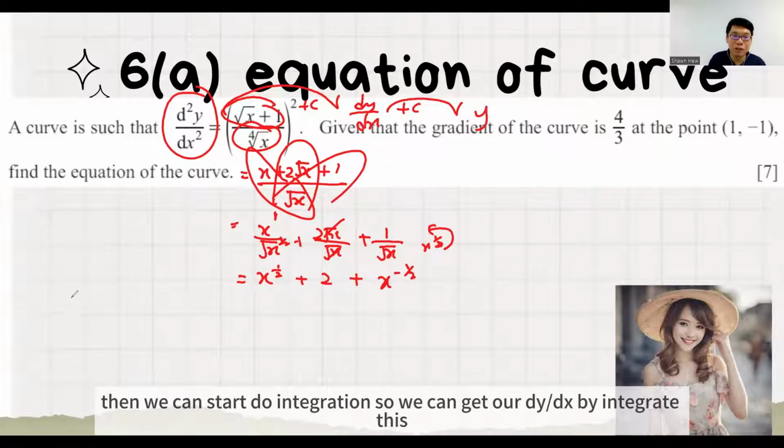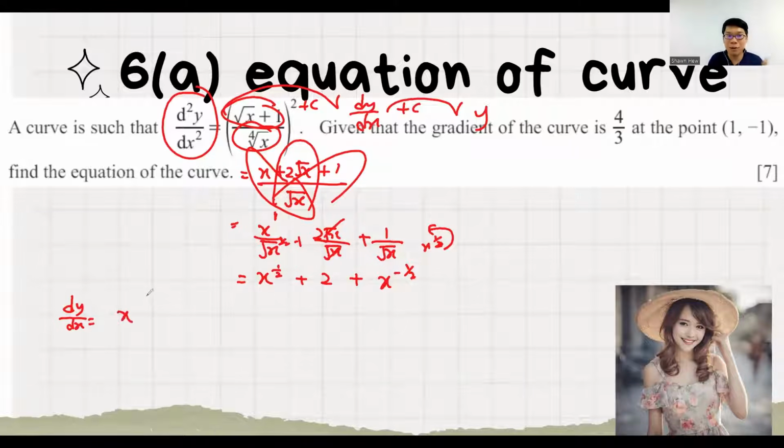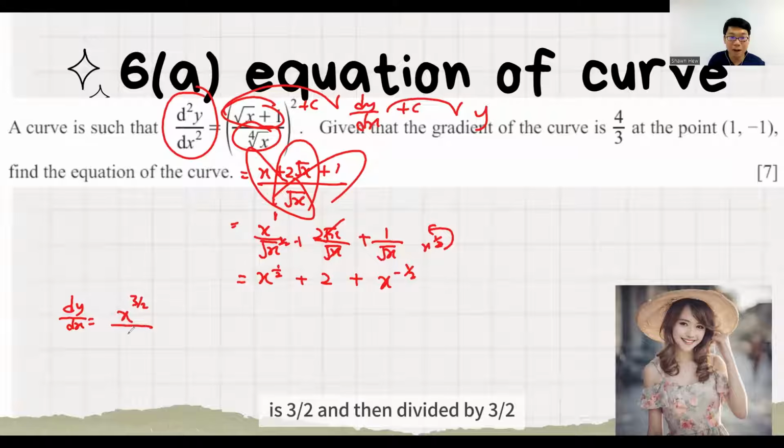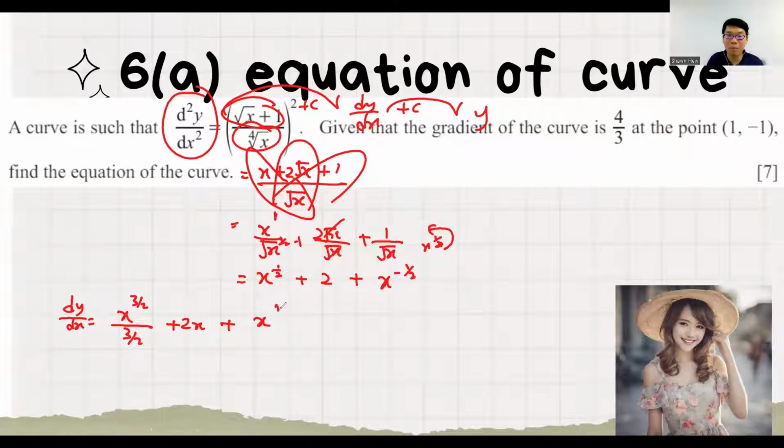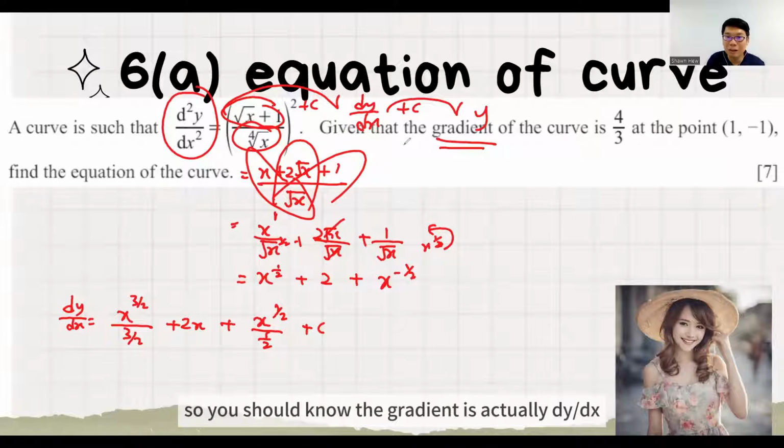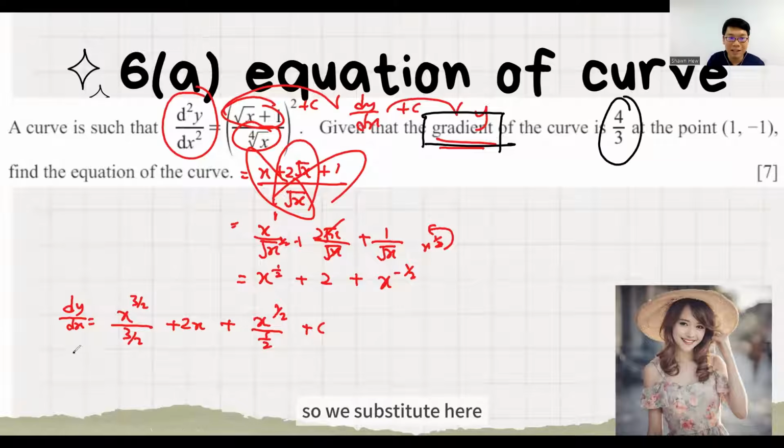Then we can start doing integration, so we can get our dy/dx by integrating this. x power half plus 1 is 3 over 2, and then divided by 3 over 2. Plus 2 becomes plus 2x, and then minus half plus 1 becomes half, and then divided by half. Remember plus c. Okay, in this question, they say gradient of the graph, so you should know the gradient is actually dy/dx. So we substitute in here. When x is 1, substitute in.